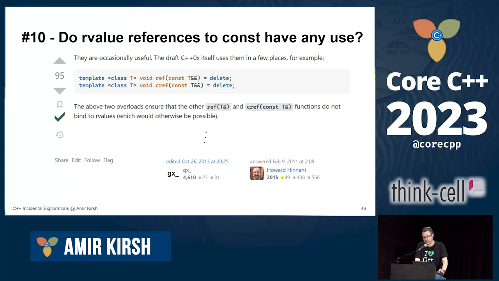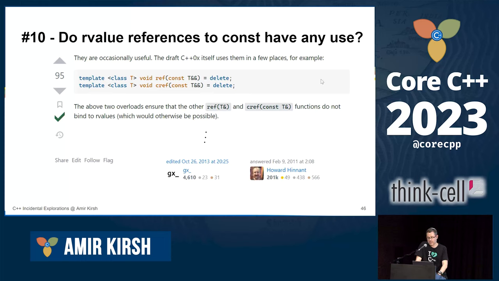So I created my own answer. I think that there is another usage. I think that in some cases, you do want to say that there is an operation that can be performed on a const-style value, but would not actually move. So we just say that I want to support a const-style value for some reason, but not for moving.